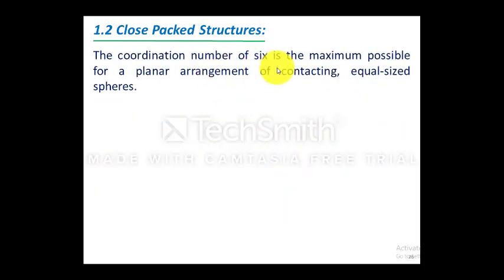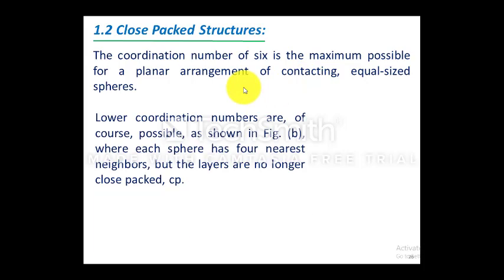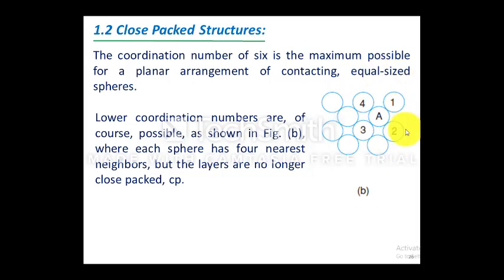The coordination number of 6 is the maximum possible for a planar arrangement of contacting equal sized spheres. Lower coordination number is also possible. For example, look at picture B. The atom A is surrounded by 1, 2, 3, 4 spheres. There are some empty spaces, so these spheres are not closely packed. This is why the coordination number of A is 4. Fewer spheres are present around the sphere A.